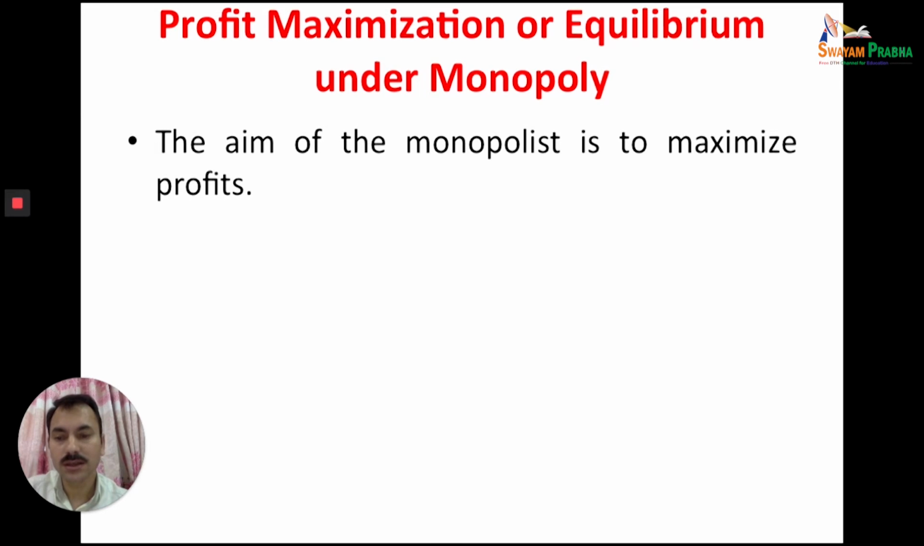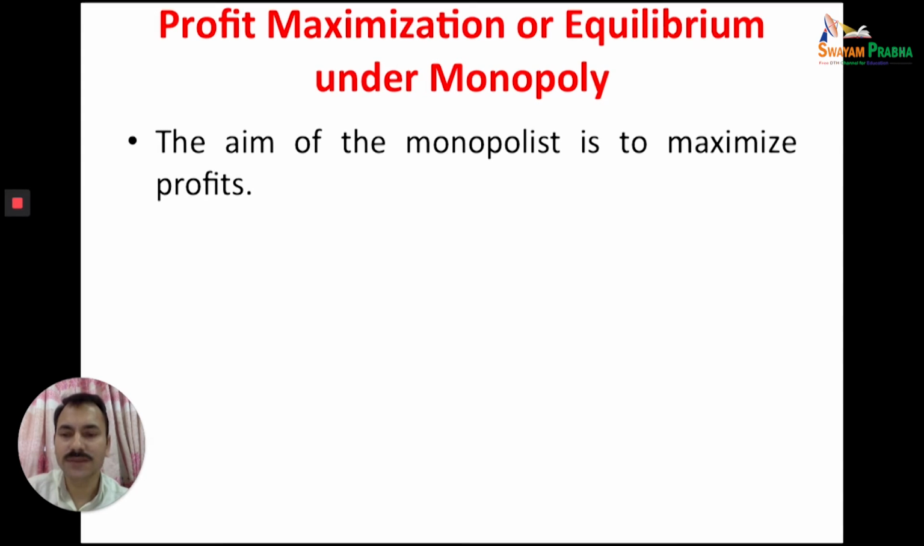There are two types of equilibrium we have discussed: equilibrium of the firm in the short run and in the long run. Here we also discuss the equilibrium of the firm in the short run as well as in the long run. In the short run, the firm may face supernormal profit, normal profit or minimum loss.